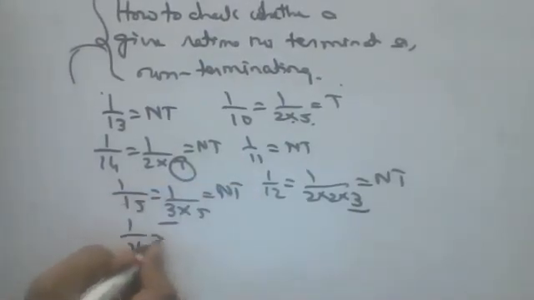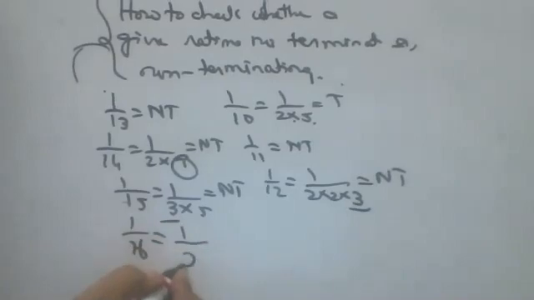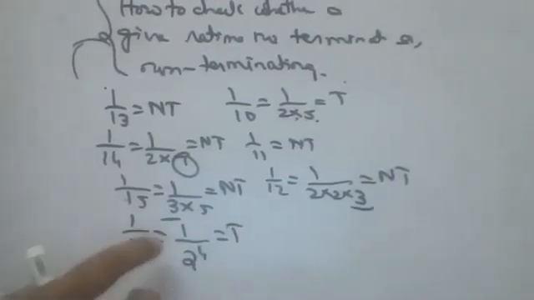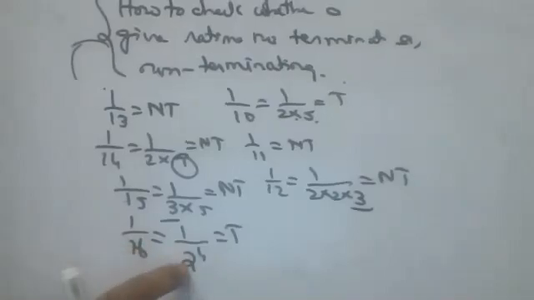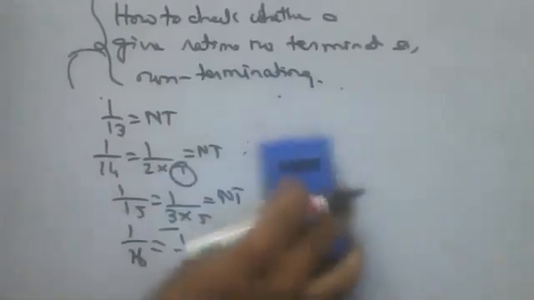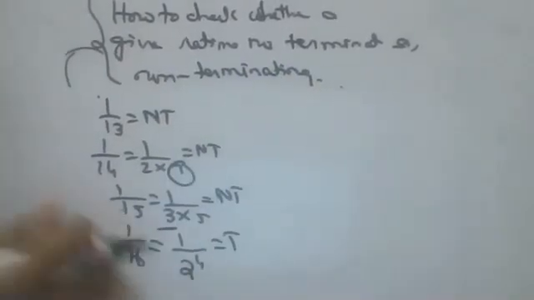1 by 16. Prime factorization of 16 is 2 to the power of 4. Only 2 is there. Yes, it is terminating. Please try to understand, children. Okay, I'm showing with small examples.